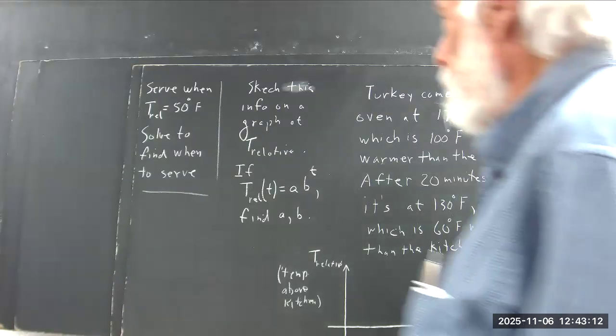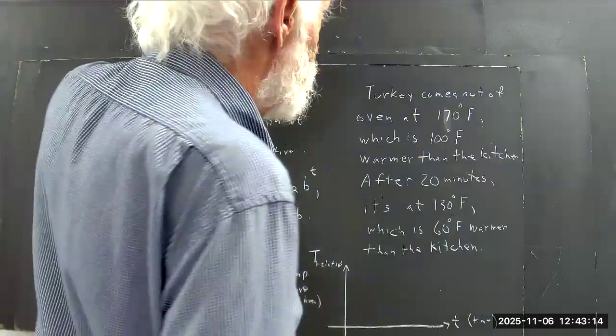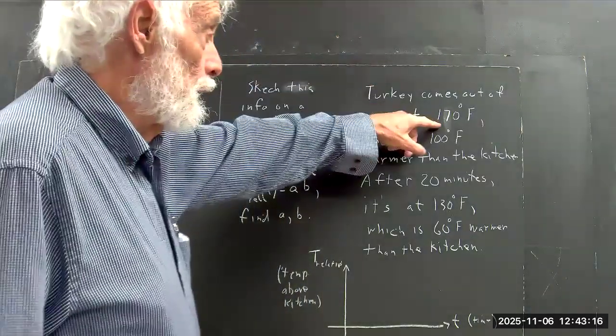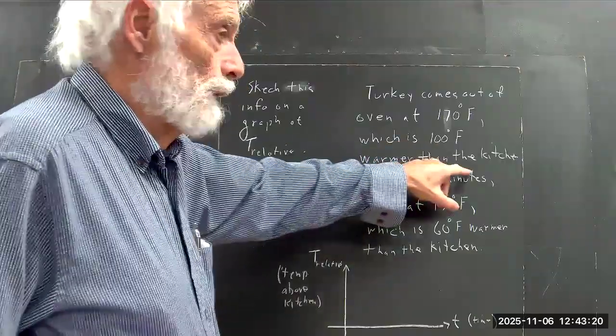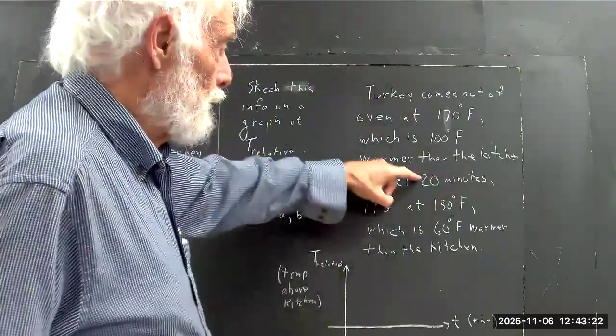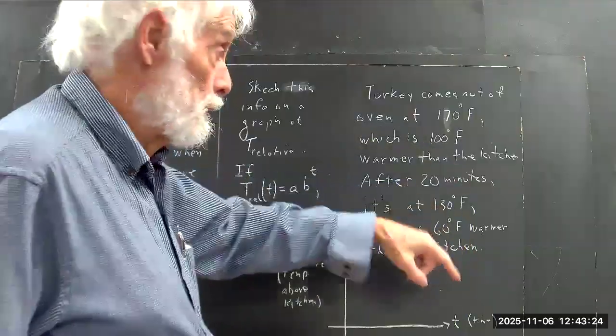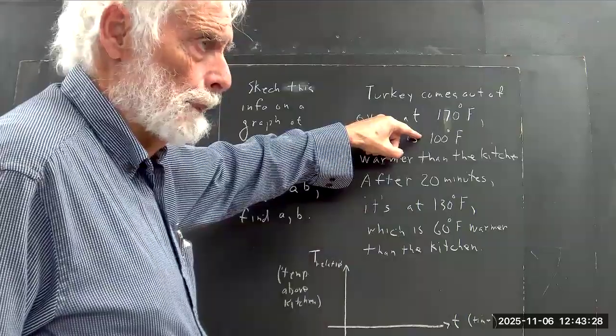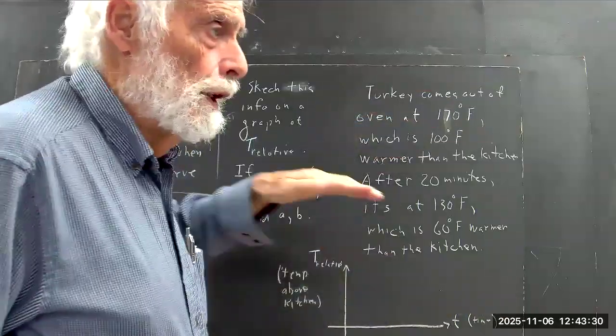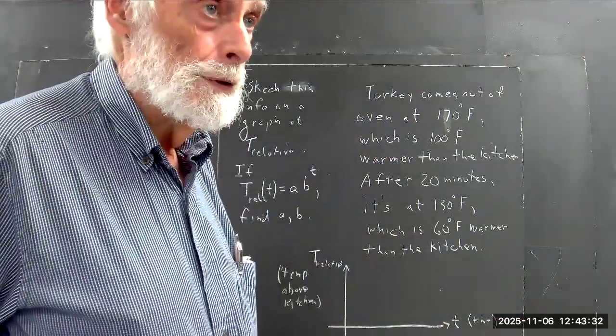Okay, Thanksgiving's coming up. Quiz. Turkey comes out of the oven at 170 Fahrenheit, and that's 100 degrees warmer than the kitchen. So we say that the temperature of the turkey relative to the temperature of the kitchen is 100 degrees Fahrenheit. The reason we want to talk about the relative temperature is we want to talk about how the temperature approaches the temperature of the kitchen.